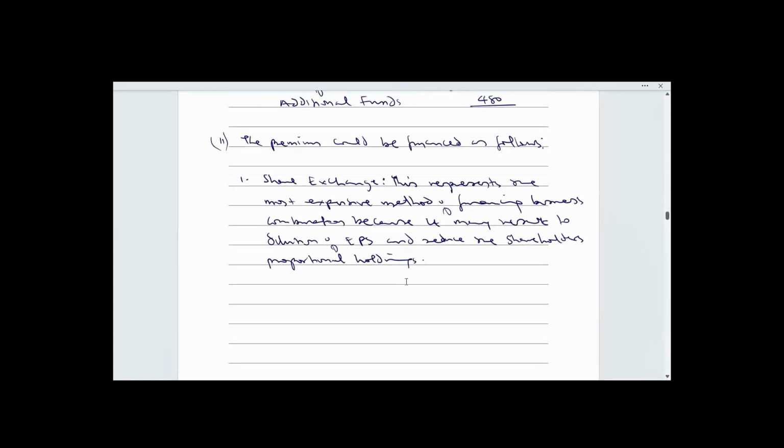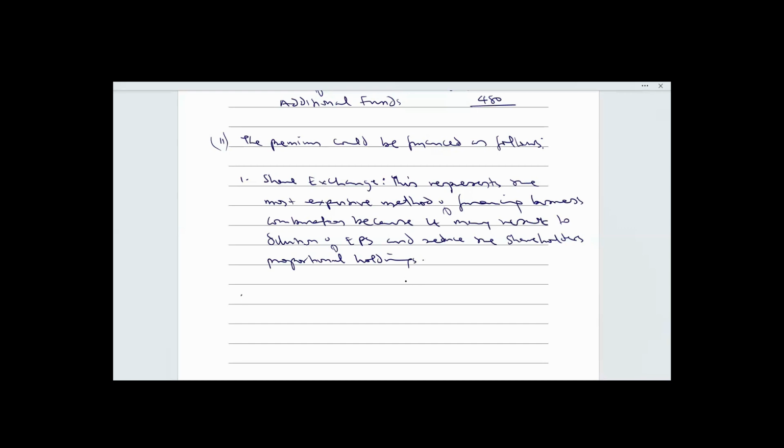Now, what do I mean by dilution of EPS? Your profit after tax is the same thing as your earnings. Therefore, if you issue additional shares, your profit after tax will remain constant. It will not change because you are not paying cash. However, the share base, the denominator, has increased as a result of issuing additional shares for this acquisition. Therefore, the shareholders' proportionate holdings will reduce. Not only that, the earnings per share will also reduce as a result.